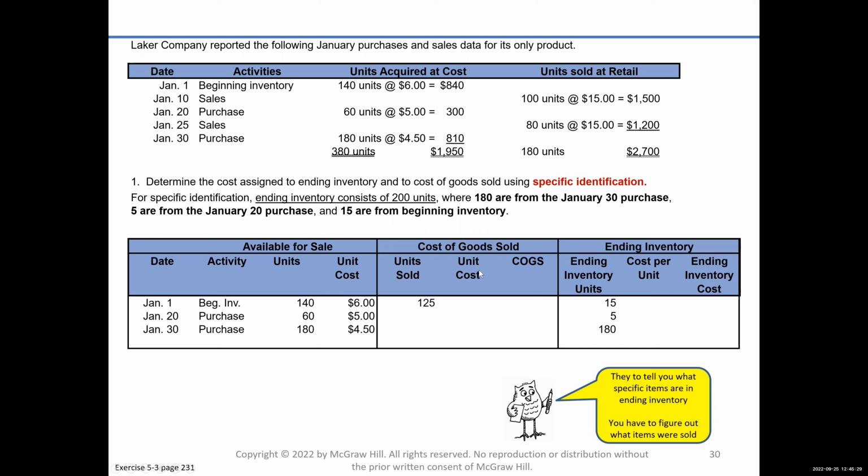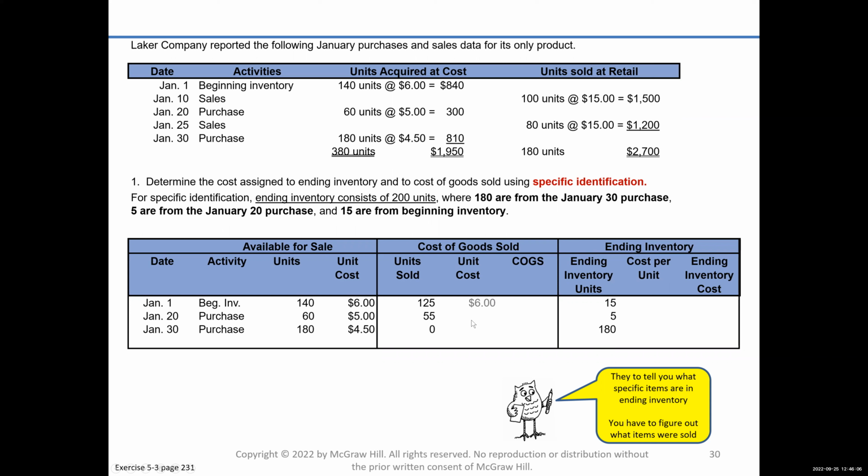Let's go and cost it out. If we had 140 available and 15 ending, how many did we sell? 140 minus 15 is 125. And what about this one? If we had 60 and 5 left, 60 minus 5, we must have sold 55. And then here we had 180 available and we still have 180, so we didn't sell anything, so it'd be 0.